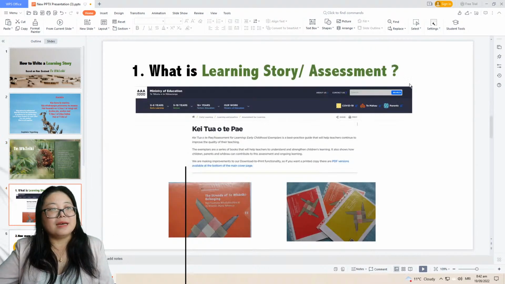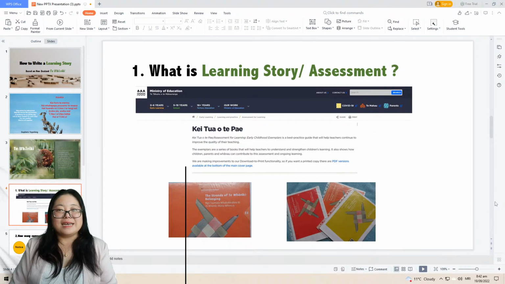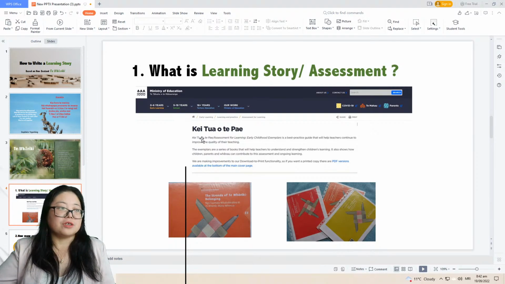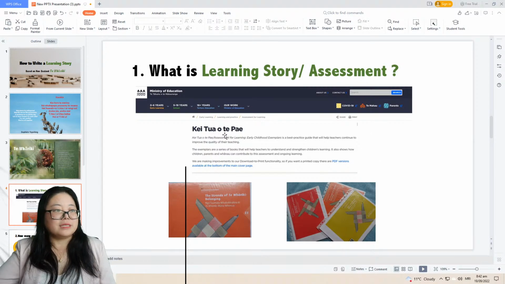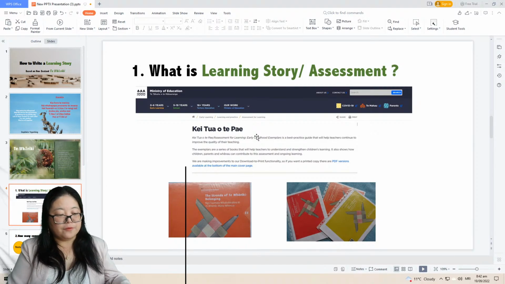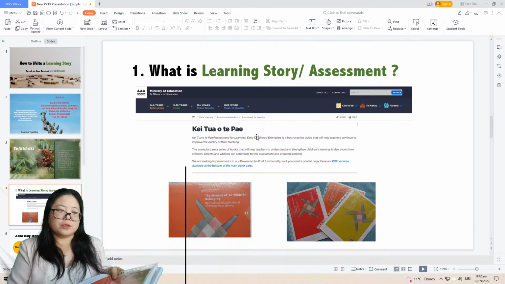Let's now move on to the first part. What is a learning story? I'll give a really brief introduction about what learning stories may look like, and in this slide I would like to mention a really cool document called Kei Tua o te Pae, and that's a whole series of booklets. I think there are 12 of them, and probably more than 12, maybe 20.